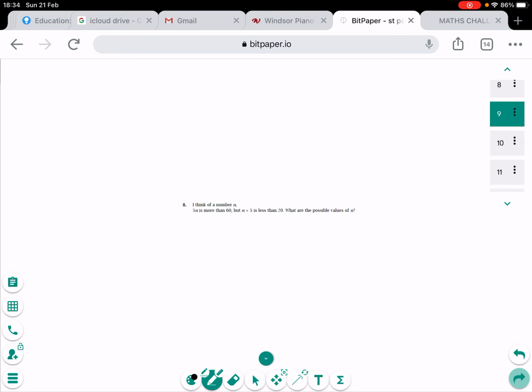For question 8, it says I think of number n. 5n is more than 60. So 60 is divided by 5. So that's 12. So from that you can infer that n is larger than 12. But n plus 5 is less than 20. So n is smaller than 20 minus 5, 15. So the only two numbers are 13 and 14 that fit, and n is a whole number.